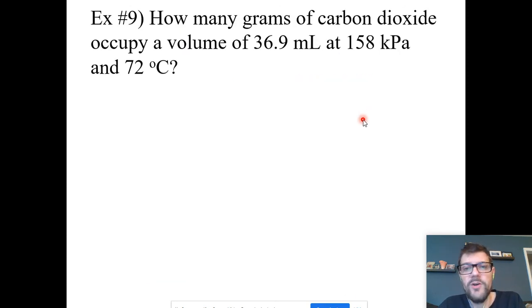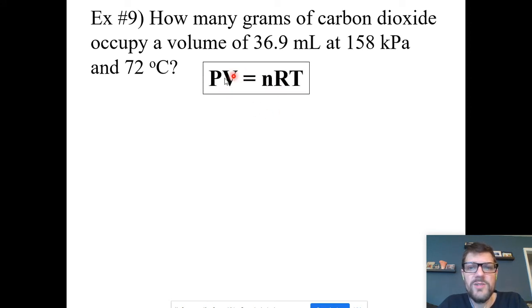And we're really just putting all those together into taking a snapshot of a gas at one particular point in time, PV equals nRT. So how many grams of carbon dioxide occupy a volume of 36.9 milliliters at 158 kilopascals and 72 degrees? So this is the equation we're going to be using here.